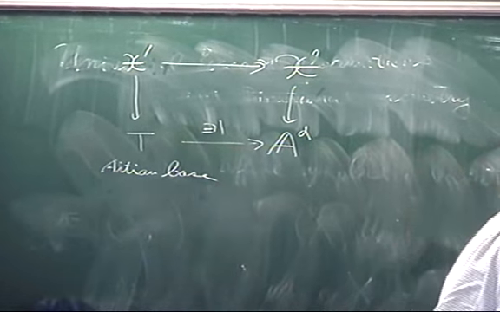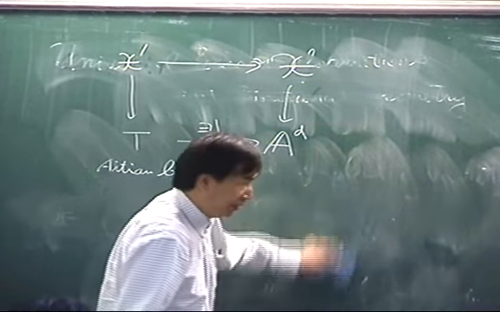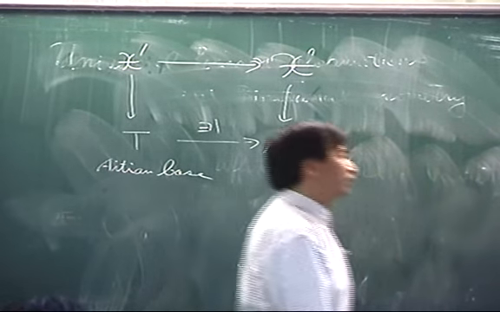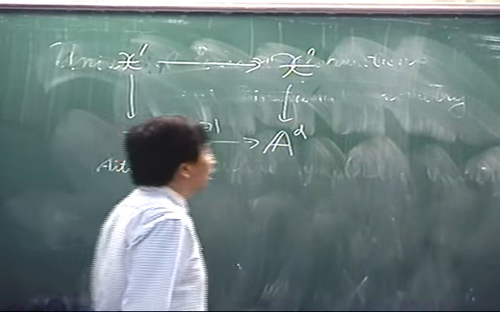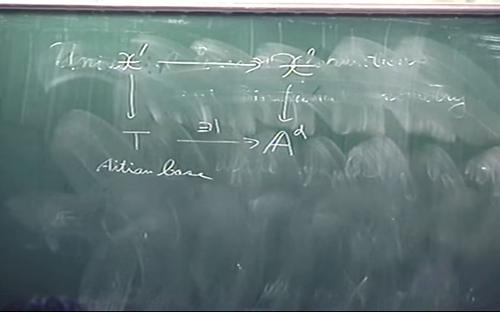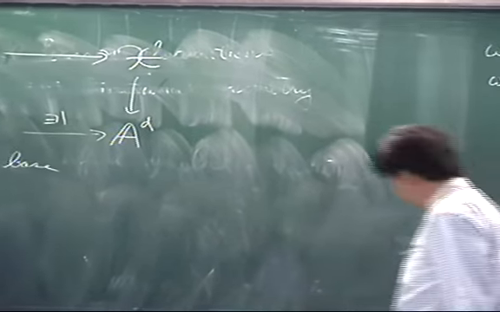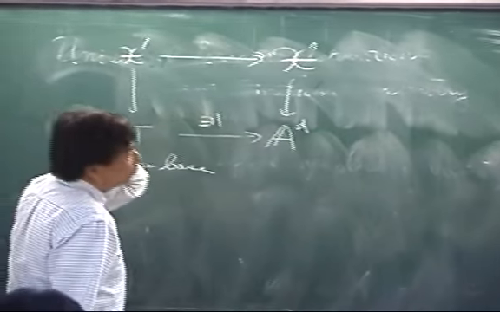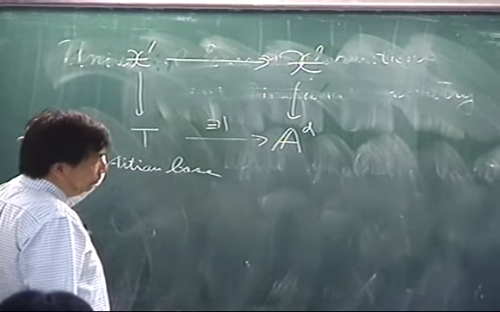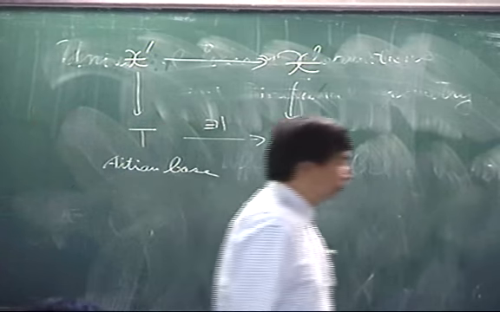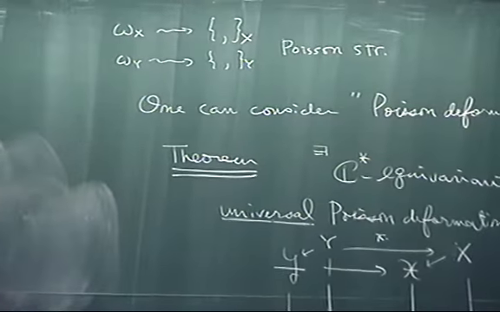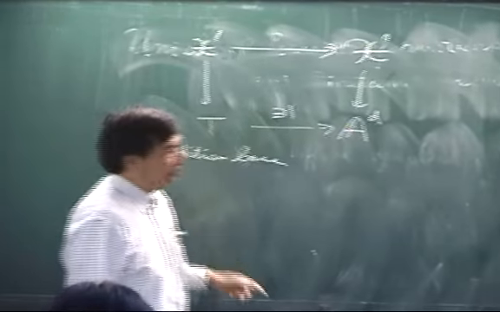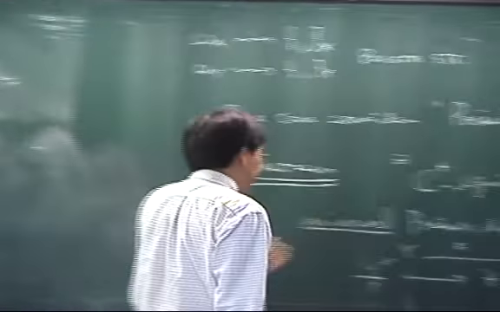This is the same as the pro-representability of Schlessinger's work. This is universal, very strong. In the usual situation, this is semi-universal. This is not unique, just unique at the tangent level. But in our case, this becomes universal.